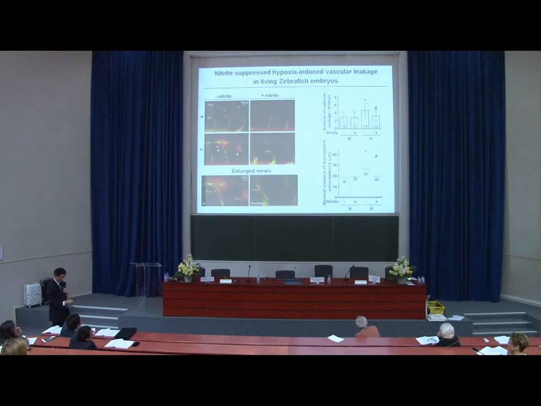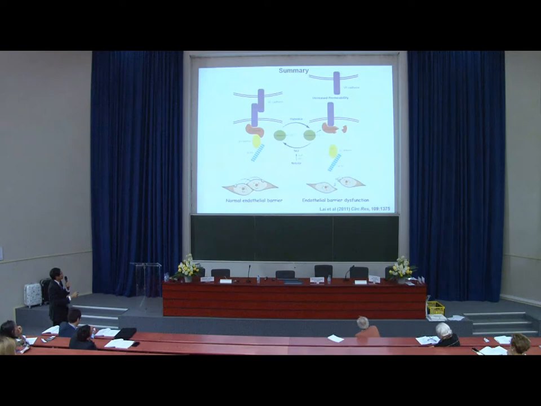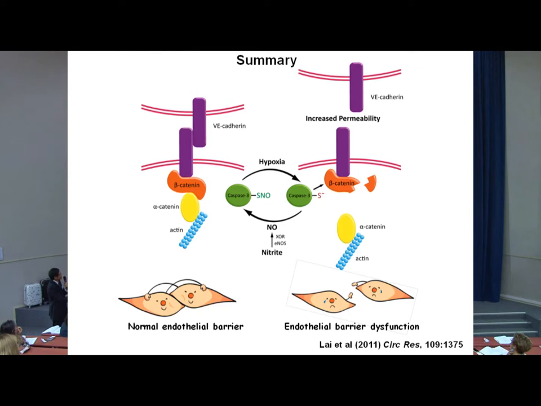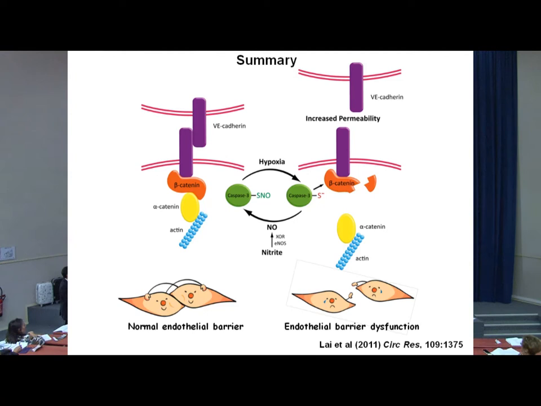So in the end, this is the summary from the studies I just introduced to you. In response to hypoxia, caspase 3 is denitrosylated and activated. We also identified that one of the substrates is beta-catenin. This beta-catenin will be cleaved by caspase 3. As a consequence, the VE-cadherin complex will be disrupted, which in fact leads to the observation of increased permeability. As I already said, nitrite produces bioactive NO, which brings back the S-nitrosylated form of caspase 3. So everything seems to be normal under the nitrite treatment.